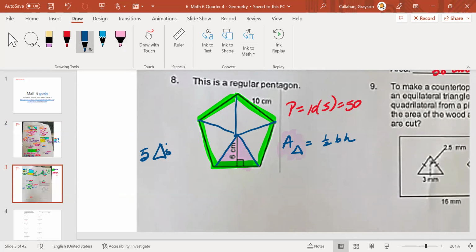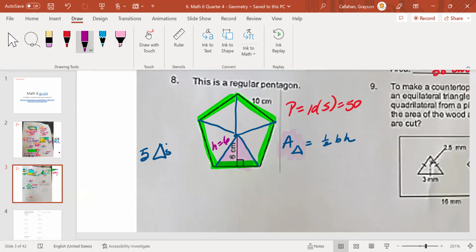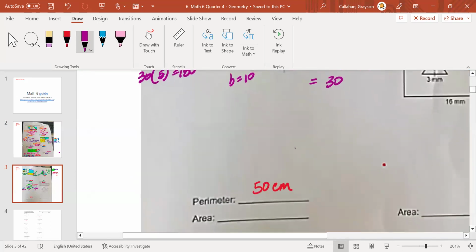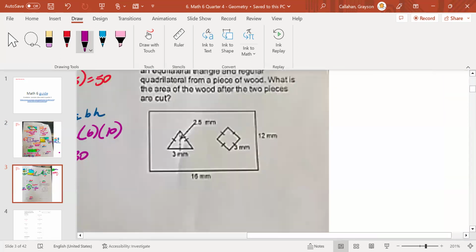Base, base, base. That's the height. Your height is 6. What's your base? There you go. Base is 10. So what's 1/2 times 6 times 10? What's 6 times 10? What's half of 60? There you go. Now, that's not the answer because I have 5 triangles, right? So 30 times what? Which is? What's your unit? Squared, right?